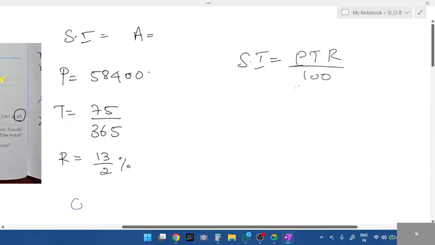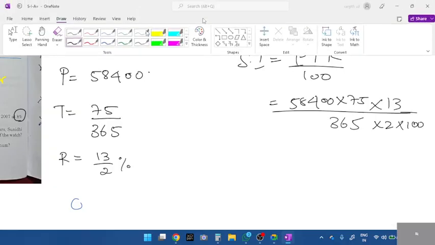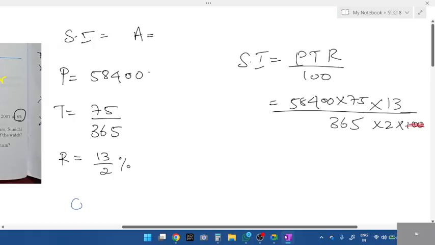Okay. PTR by 100. Calculate, all of you. 58,400 times 75 divided by 365. Rate 13 by 2 into 100. Is this clear? All of you understood? 2020 gets cancelled. 2 ones are reduced. Use the 13 times table, the 5 times table. Be quick.